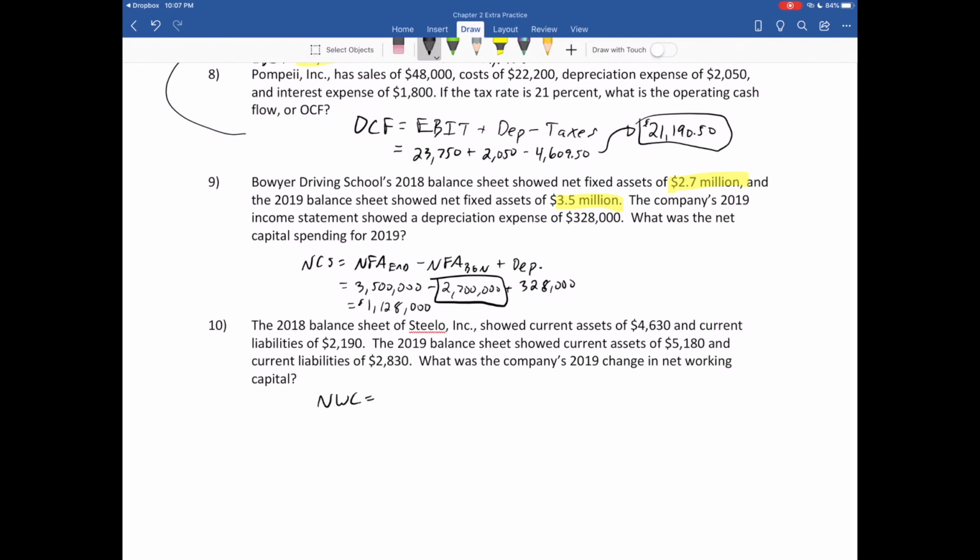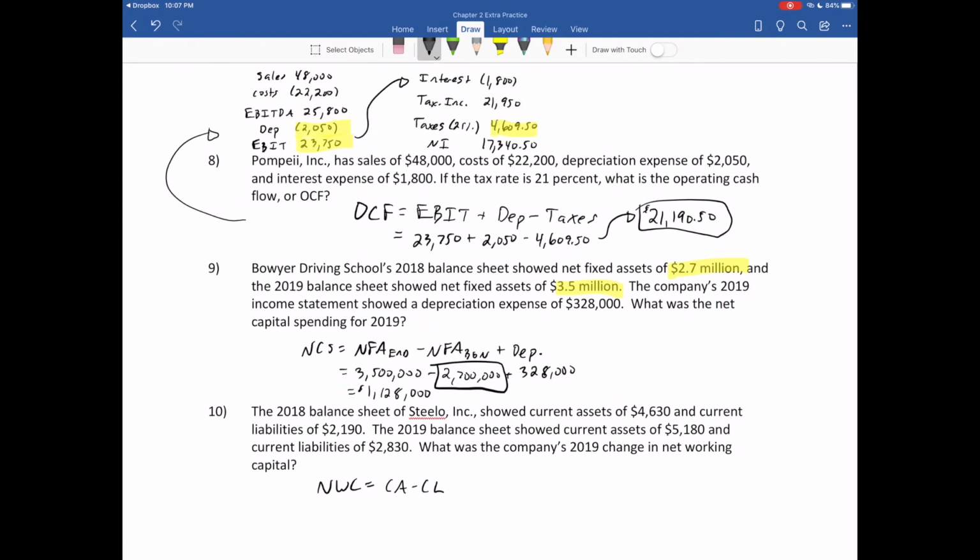I know it's kind of repetitive. Net working capital is current assets minus current liabilities. Hopefully after doing enough of these, this will all come second nature and you won't really have to think about it too much as you go through your homework or your quiz. Before we can calculate a change, we need to calculate the ending net working capital and the beginning net working capital. So end would be taking the 2019 values.